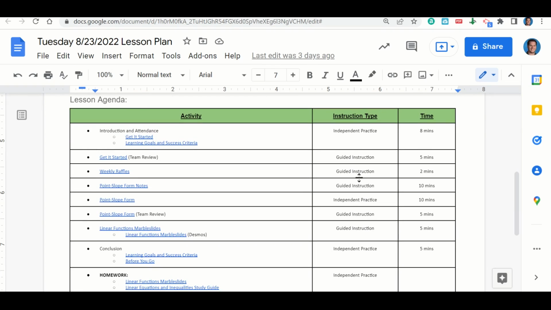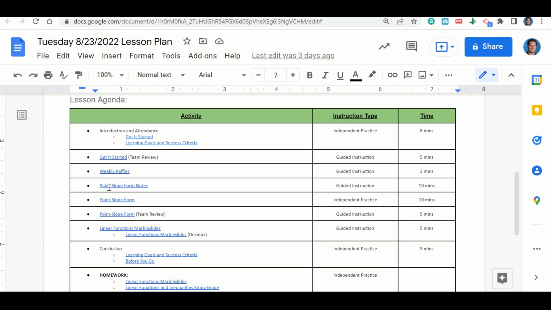Now, let's take a look at our agenda for today. We'll begin by going over our learning goals and success criteria. And while we do that, you'll fill out your Get It Started. Then once you're done with your Get It Started, we'll go over it together and answer any questions that you may have. Then we'll do our raffle for the day.